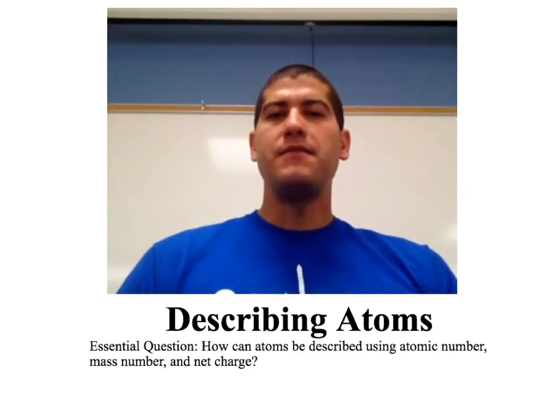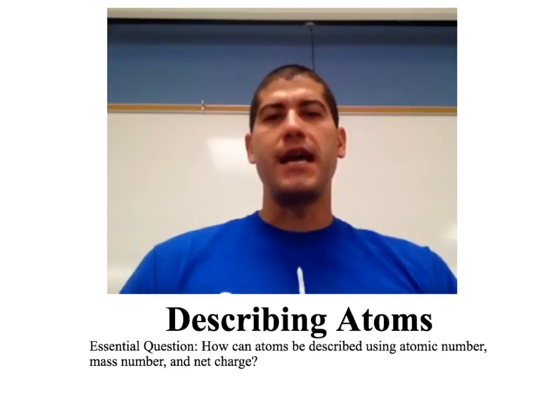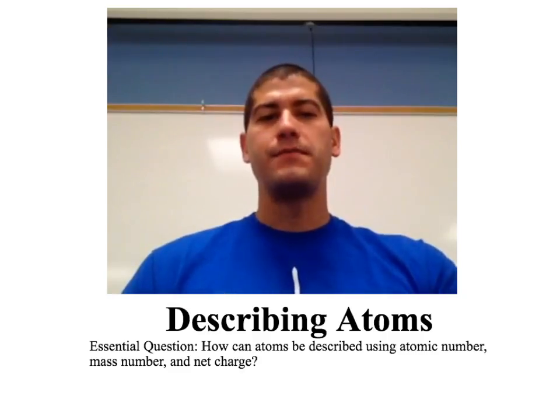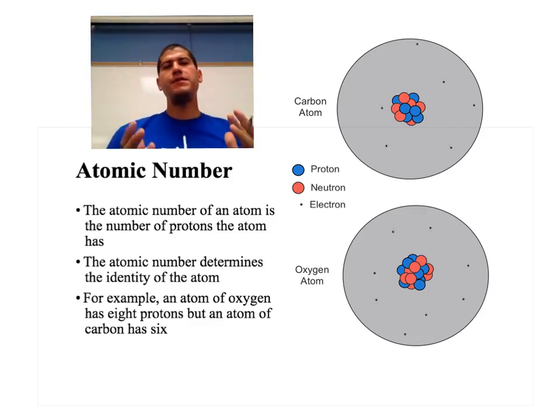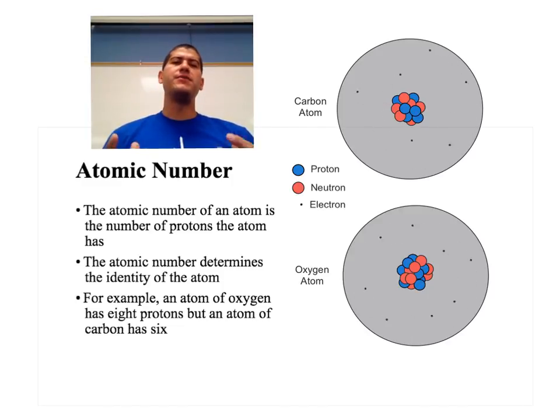Go ahead and pause the video and write the essential question down at the top of your Cornell notes. The first and maybe most important way that we can describe an atom is by using its atomic number. Atomic number is really very simple. It's the number of protons that are found in the nucleus of the atom.